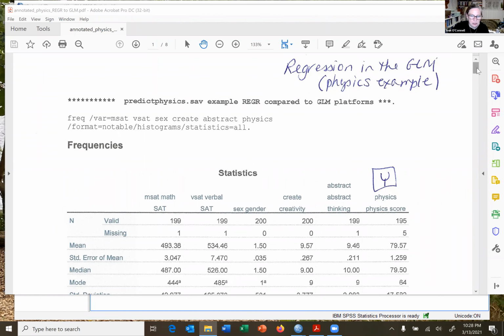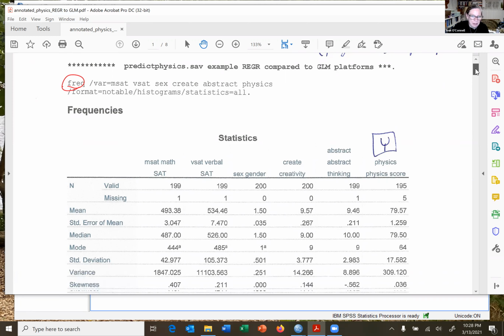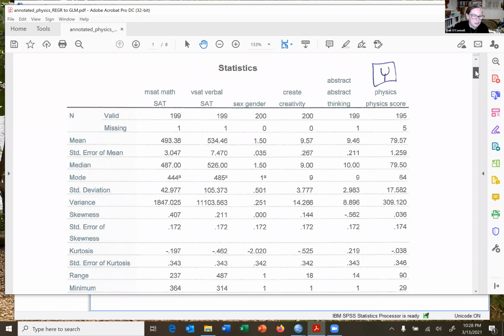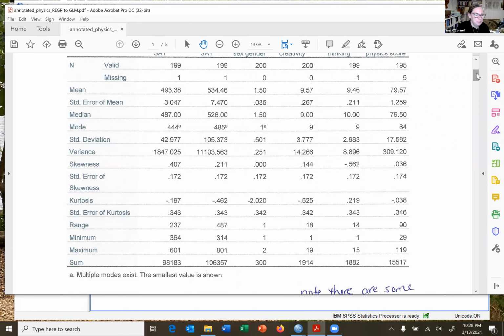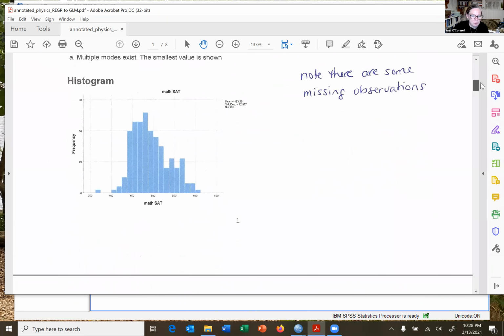The first thing that we do when we're getting familiar with data is to run some frequency distributions on the variables of interest. In this example, the dependent variable is the physics score. And I'm using just the variable sex to begin with here, so we can get familiar with the data. The mean on physics was 79.57. And you can look at all that data. You have it in front of you.